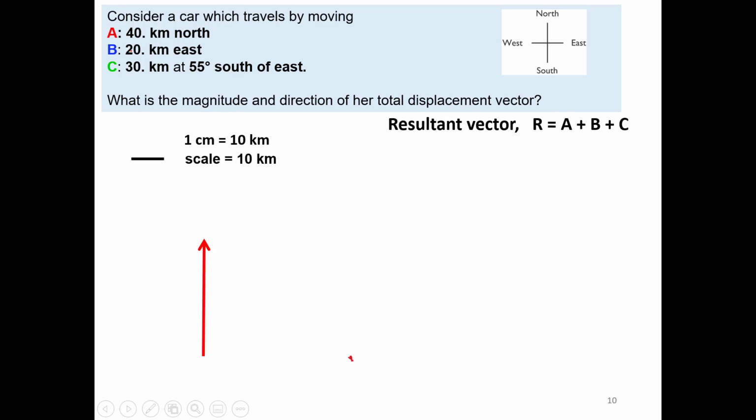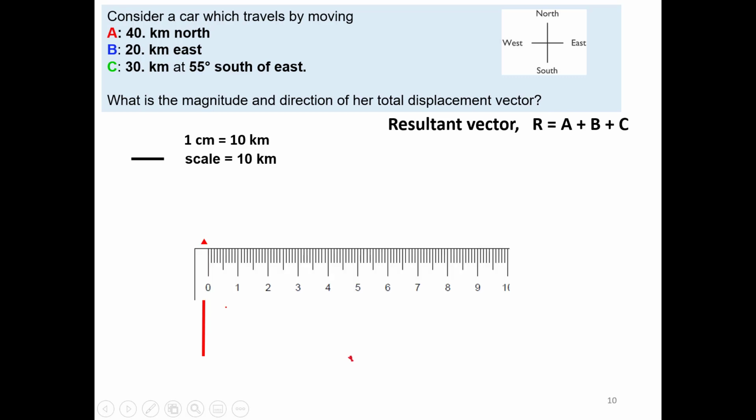The second vector, to add vectors, we need to draw the vector in the way that the tail of the vector B starts on the head of the vector A. Here we want to draw the vector. We want to start the vector B on the tip, on the head of the first vector. Then it will be 20. Then here is the second vector.